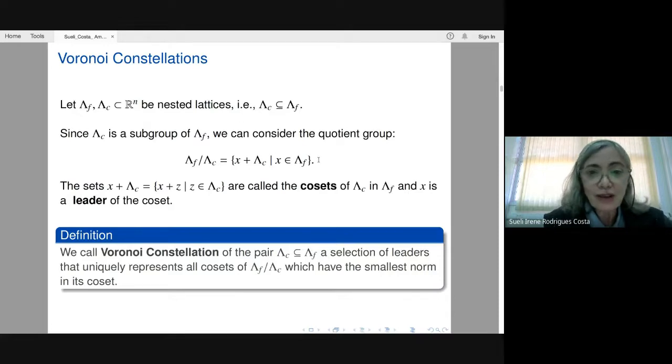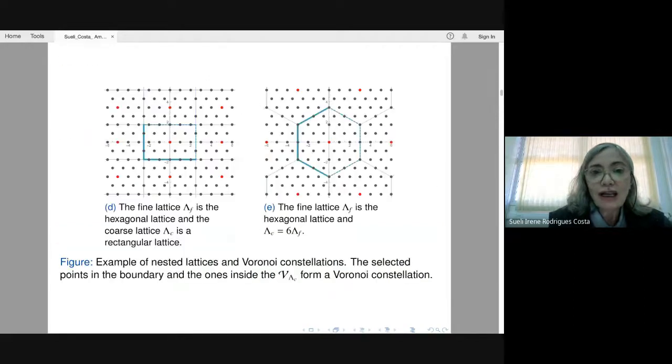the coding process. A Voronoi constellation is, given a pair of a fine lattice and a coarse lattice, the set of representatives of the cosets of the fine lattice which are contained inside a Voronoi region. These are examples. So this is a way to select points of a lattice so we can work for communications, right? Because we always deal with a finite number of points, right? And this way, we still have some algebraic structure.